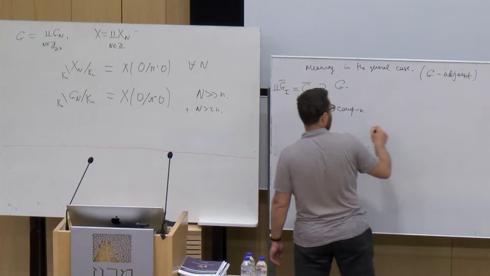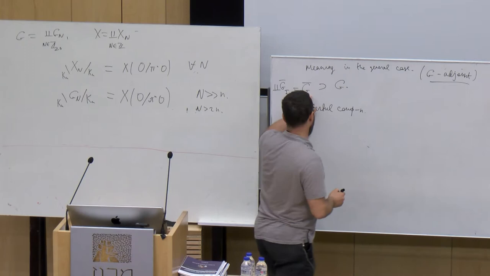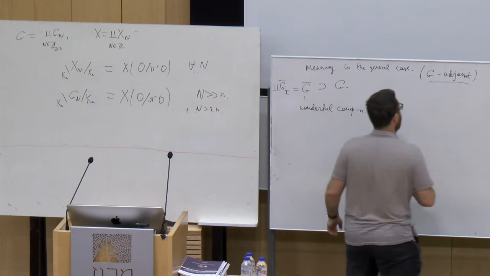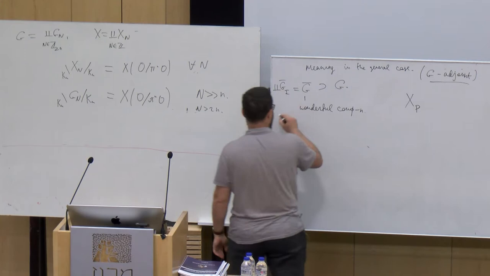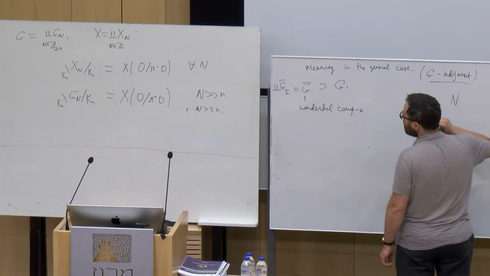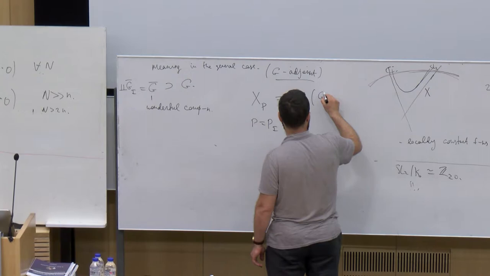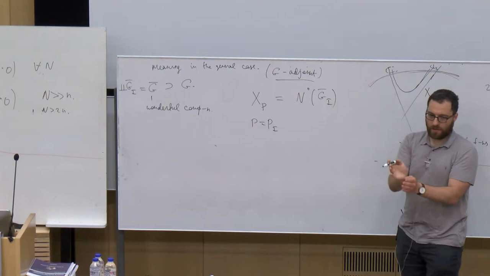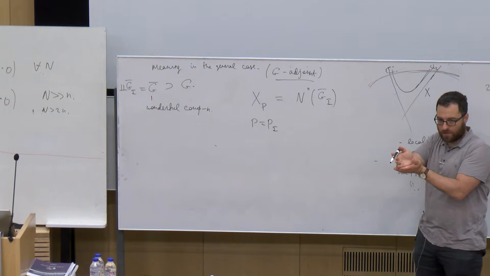And I claim that under this assumption, this is a smooth algebraic variety, and the boundary is a divisor with normal crossings. And I claim that X_P, if P is equal to P_I, where I is a subset of the simple roots, then X_P is the punctured normal bundle to a stratum, to G bar I. Punctured means that I take the normal bundle and then I remove the normal bundle to bigger strata containing this one in the closure.